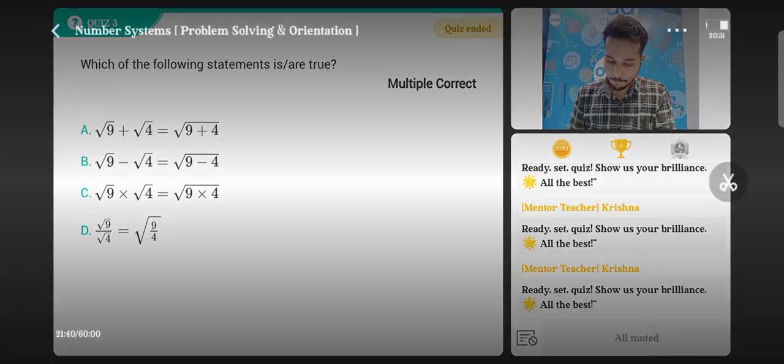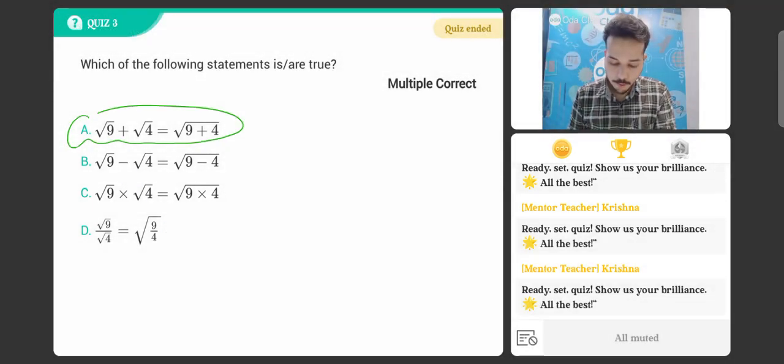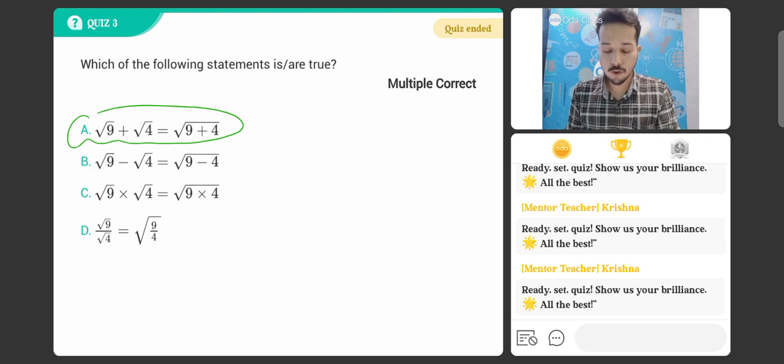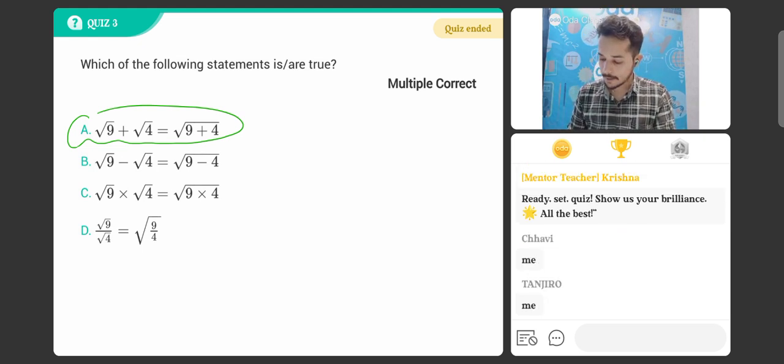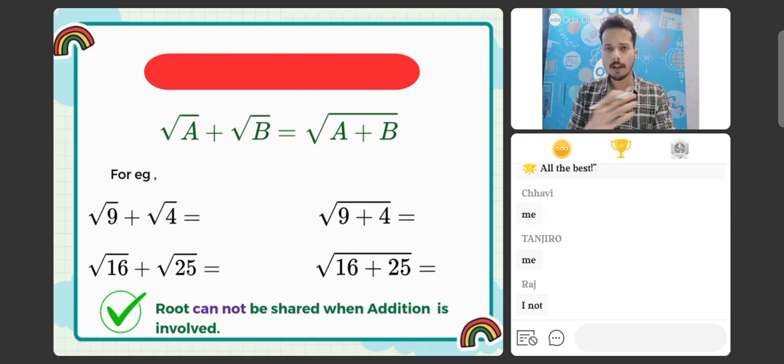All right, everyone. Okay, how many of you chose option A as the answer? Tell me in the chat box. How many of you chose option A as the answer? Yes. Let us understand. We are going to observe by ourselves, okay?